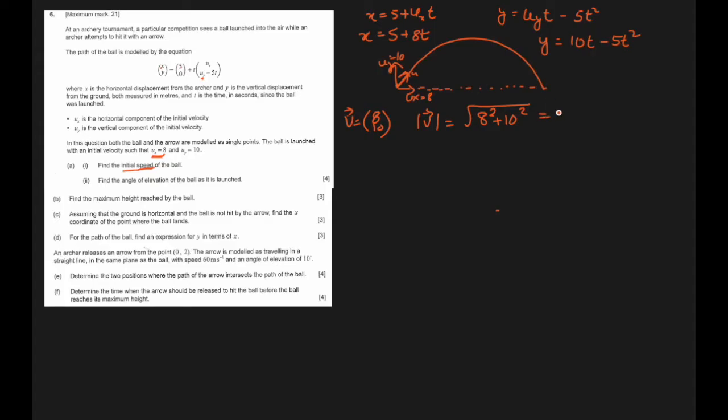And if we use a calculator, we get 12.806. So we can write 12.8 meters per second is the actual speed in this direction. All right. What about the second part? Find the angle of elevation. So they're asking us what is the angle at which this was launched.